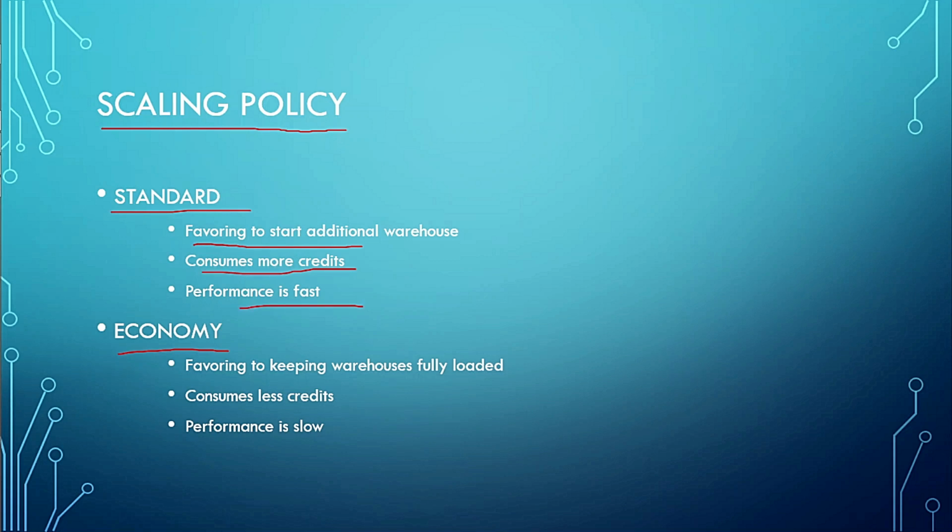whereas the economy option is more favorable to keep a warehouse fully loaded, which means the economy option will not start a new warehouse until it confirms the currently running warehouse will be busy for the next 6 minutes. If it is not so, the query will remain in the queue and wait for the warehouse to finish the current execution, which may lead to more time to complete query execution. But the economy option consumes fewer credits and provides slower performance.